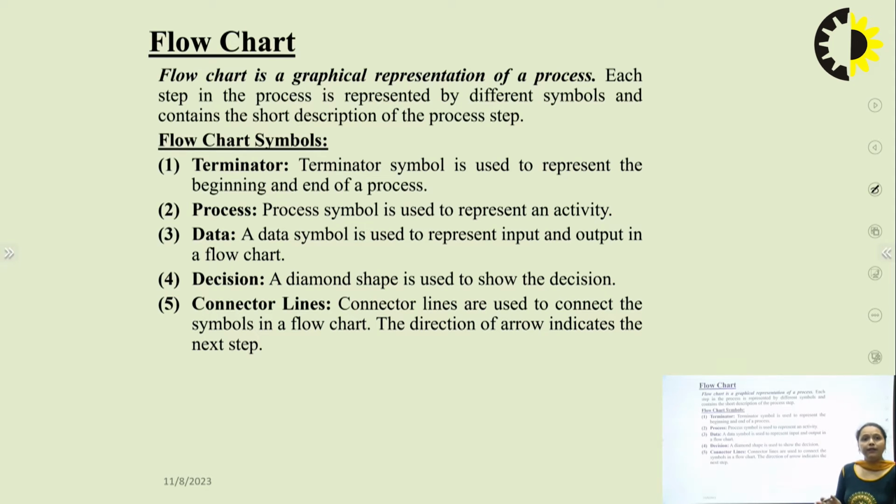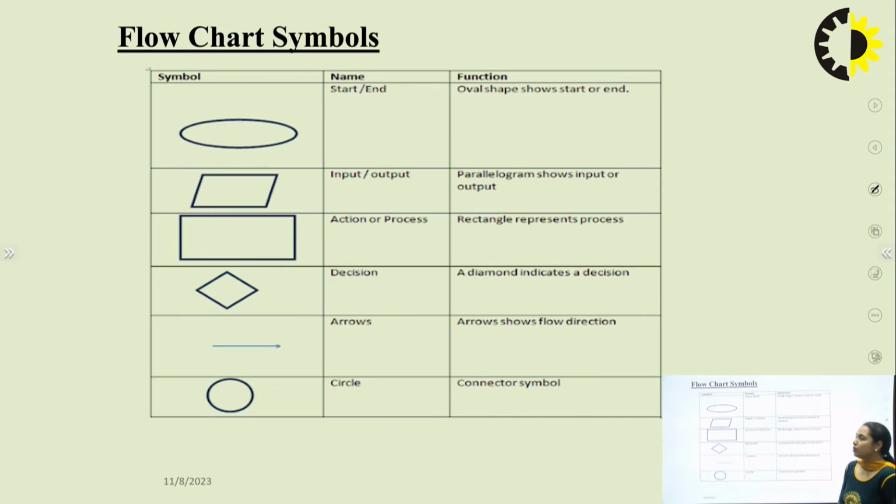So in the next slide, we are going to see the various symbols which are used for all these kinds of symbols. So the various flowchart symbols are, first one is the oval, which represents the start and end of the process. So whatever algorithm or flowchart we are designing is started with an oval symbol and must also terminate with the oval symbol.